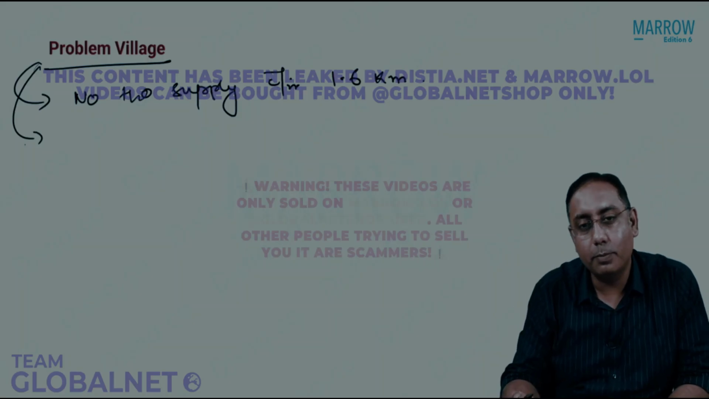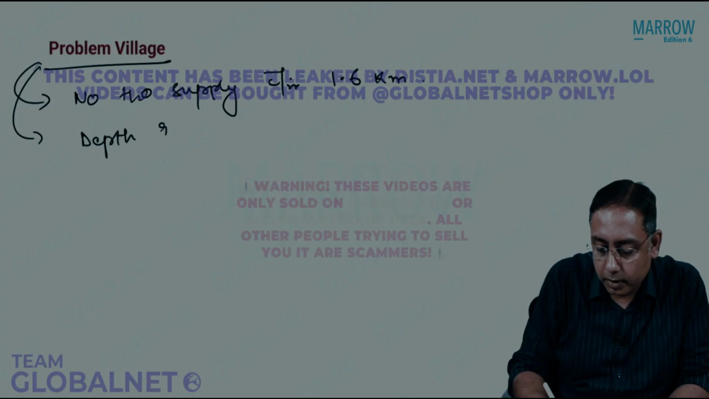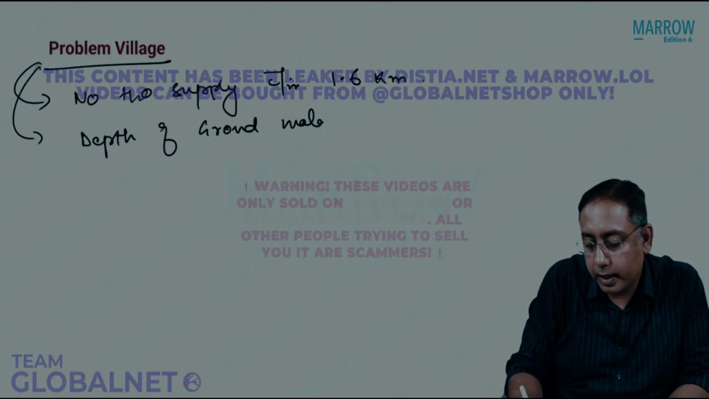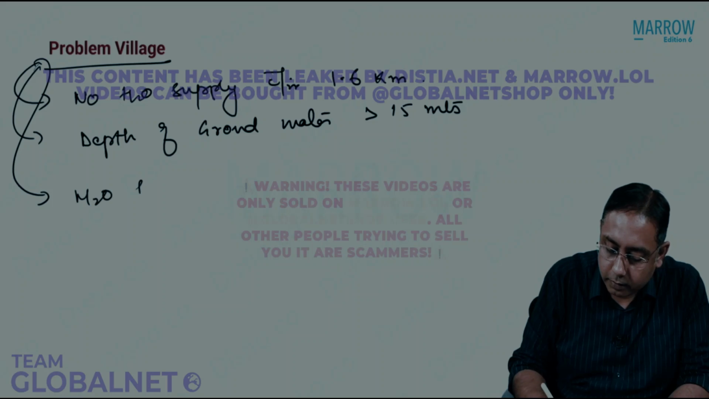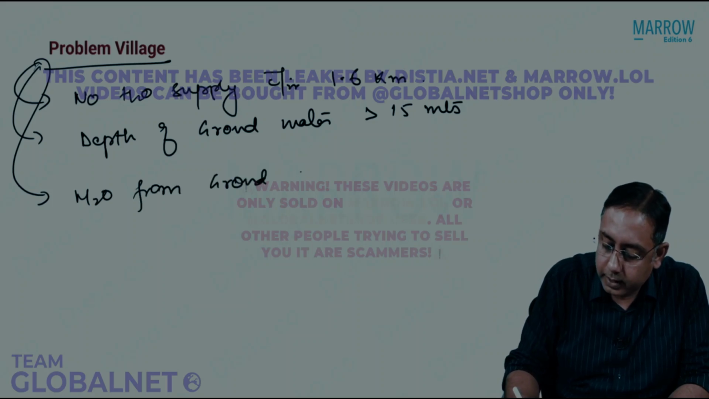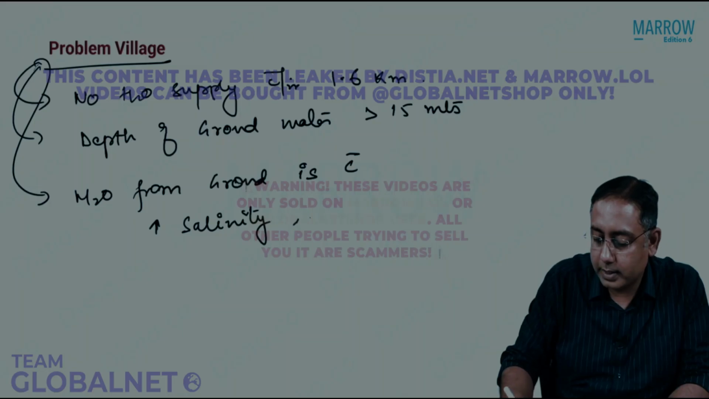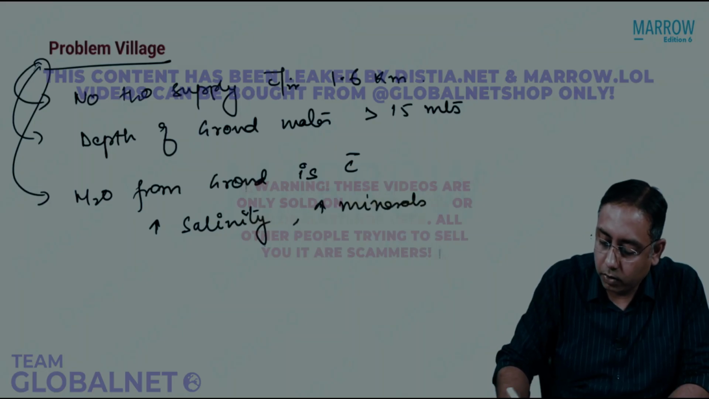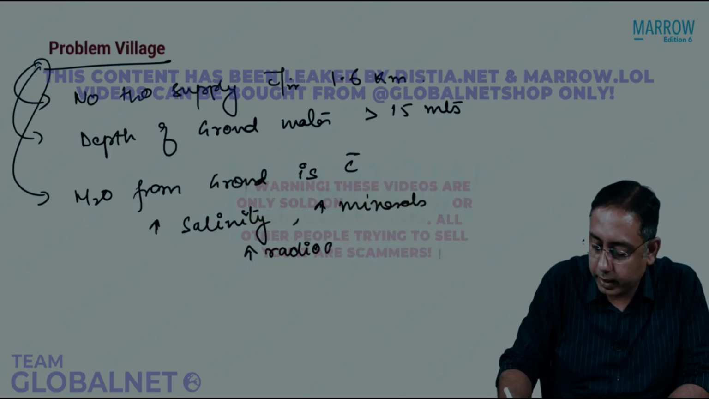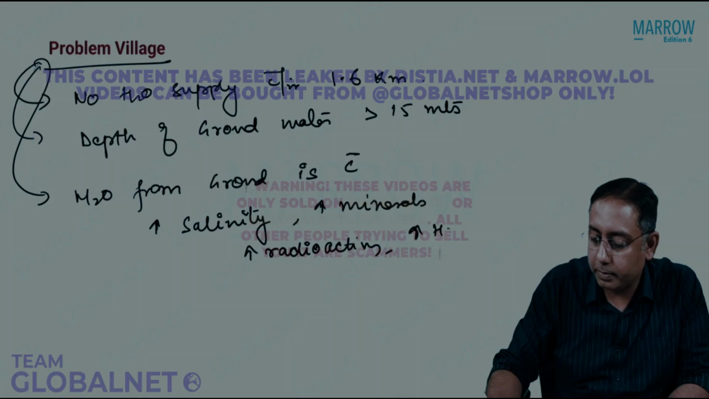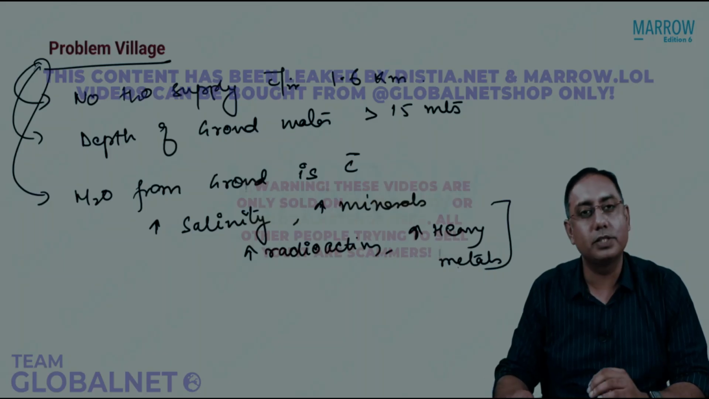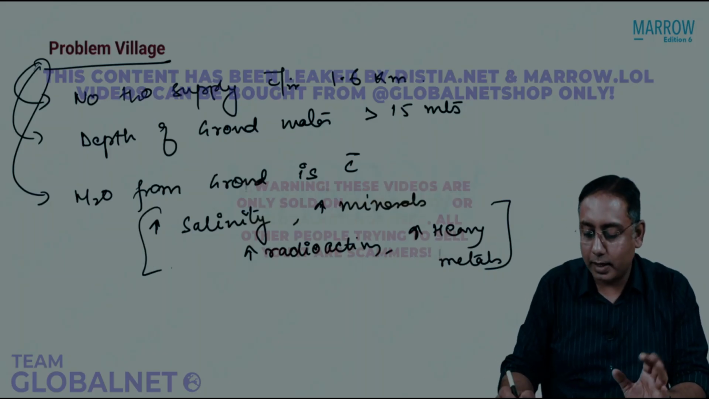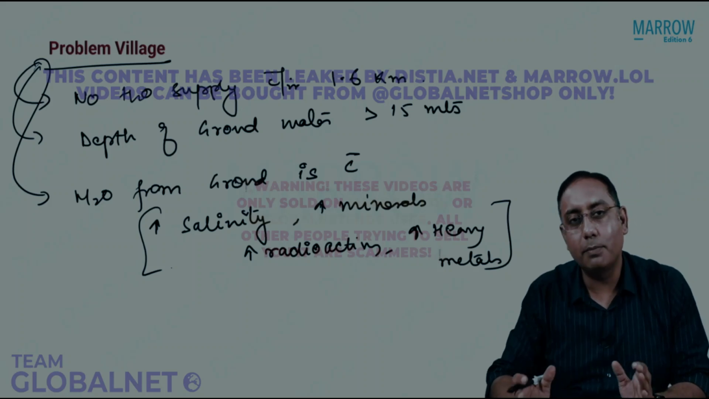So there is no water supply within 1.6 kilometers, or the depth of groundwater is more than 15 meters. If the depth is more than 15 meters, or if the water from the ground has excess salinity or excess minerals, or radioactivity is more, or it is more with heavy metals. So in case it is bad water, very hard water, which is not possible to treat, with more salinity, more minerals, more radioactivity, all these things come under a problem village.